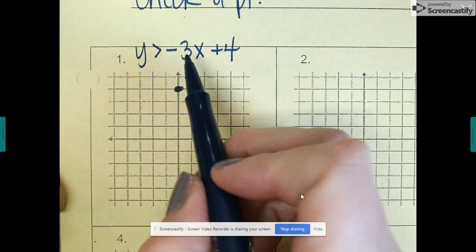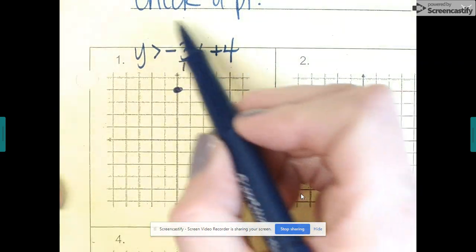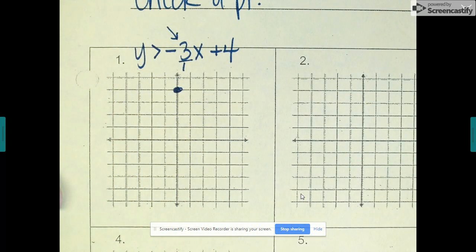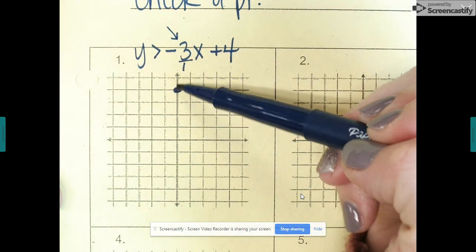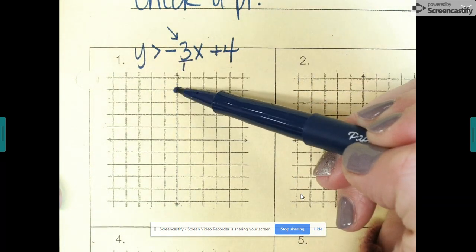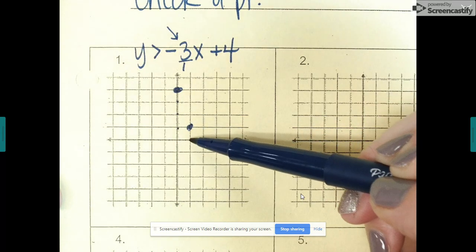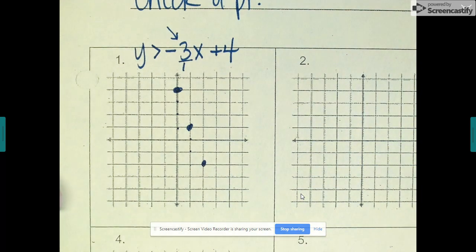Okay, then again, I like to make my slope a fraction. It's a negative, so we're going to be going down. At the end when I plot my points, it's going to look like this. So I'm going to go down 3 because I can't go up 3. I'm going to go down 3, 1, 2, 3, and to the right 1. I'm going to do it again. 1, 2, 3, to the right 1. Okay, so again, I want 3 points.